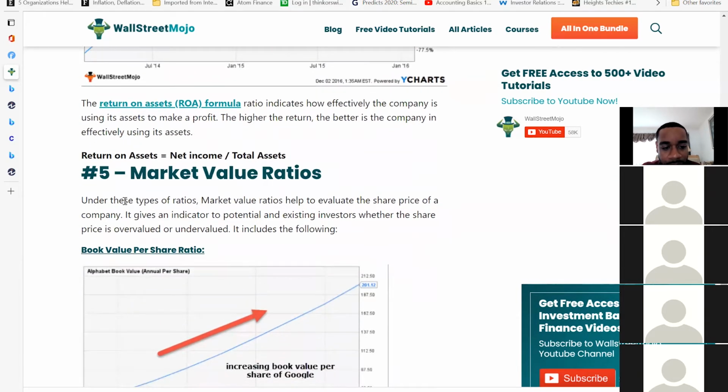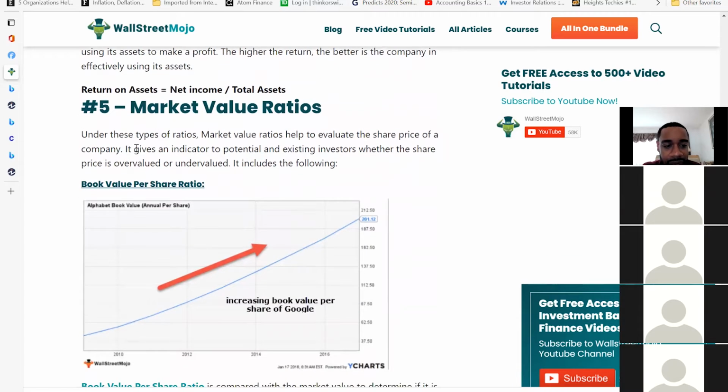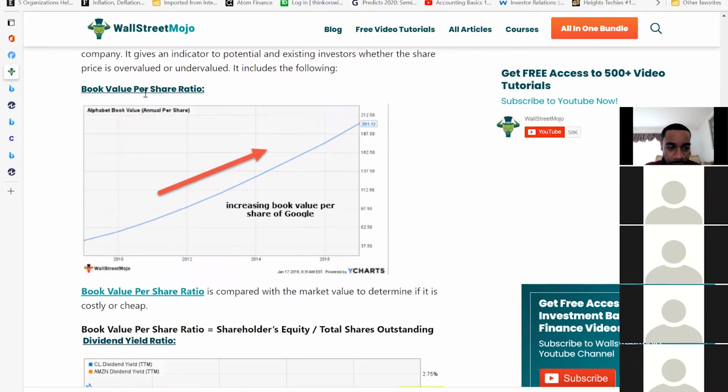Now we have market value ratios. And I think this is also a very important section, right? These types of ratios help us evaluate if a company is trading at a good valuation. Is the valuation too high? Is the valuation low? Is it overvalued? Is it undervalued, etc.? So the first one they have is the book value per share. The book value per share ratio is compared with the market value to determine if it's costly or cheap.